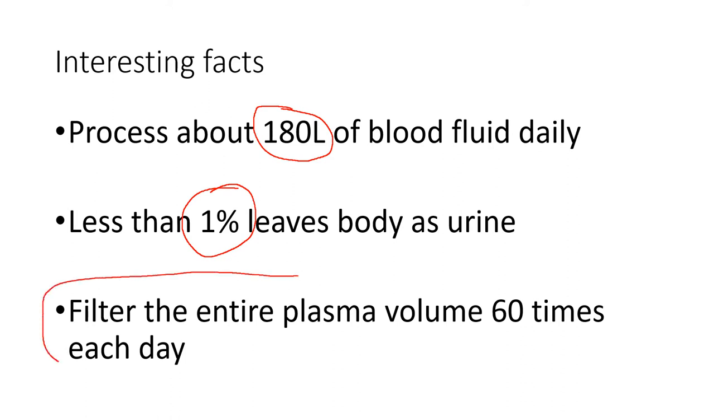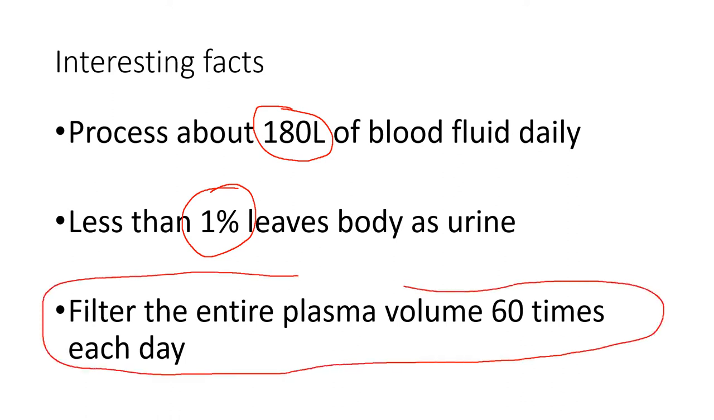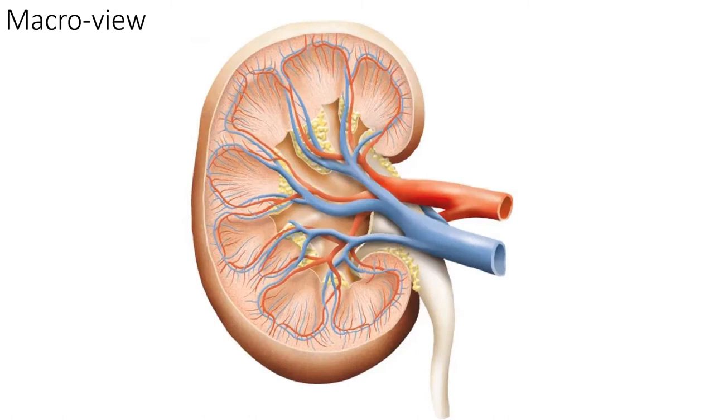And it filters the entire plasma volume 60 times each day. So during the day, the whole volume of your plasma is being filtered 60 times per day, which is really remarkable. And as such, they require a lot of energy. There's a lot of processes going on in there. So let's take a look at how it works.